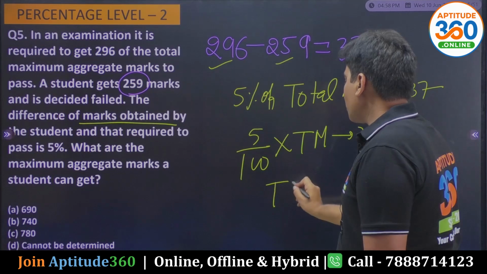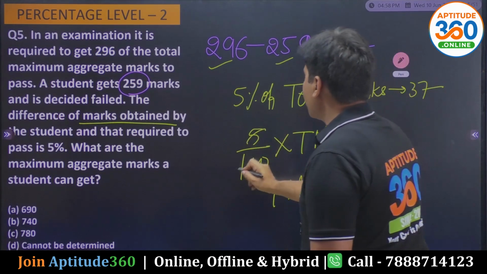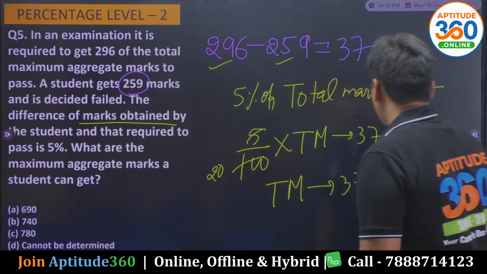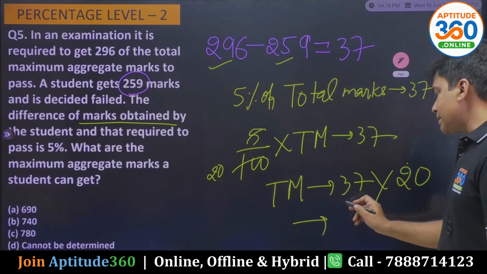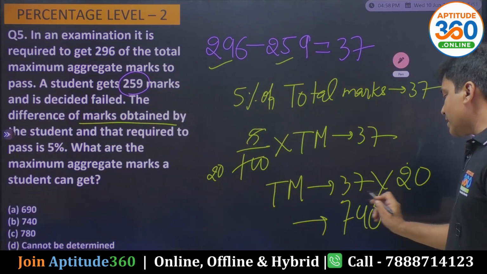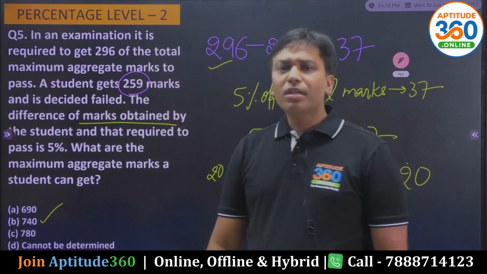So how much is the total mark? Total mark would be 37 into, over here if you look at it, this is 1 by 20, so 20 will be here. 37 into 2 is 74, followed by a 0. So what is the total mark over here in this problem? It is 740, isn't it?